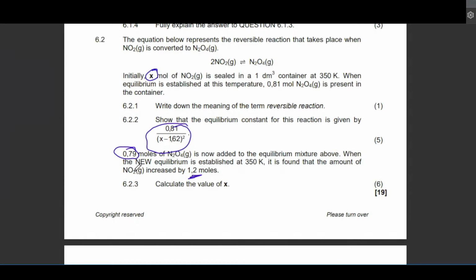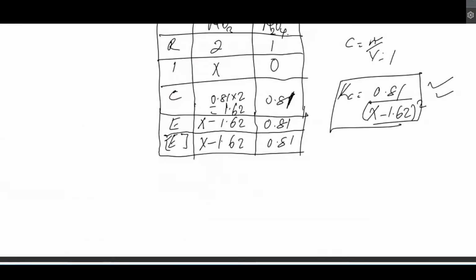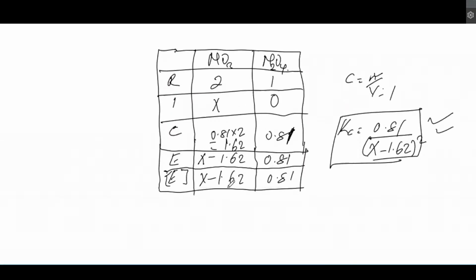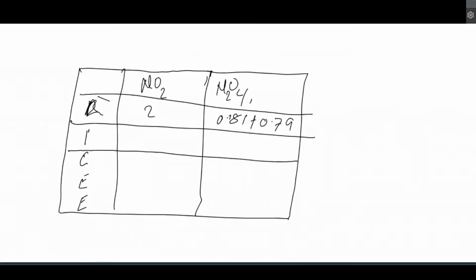So what about the other side? It means that before I go there, this one didn't change, so it will remain x minus 1.62. So I come here, I write it there. This is 1, this is 1 more. And then this one is, as I said, 0.81 plus 0.79. And then now, this side, this one didn't change.